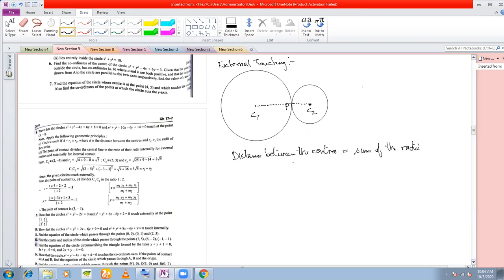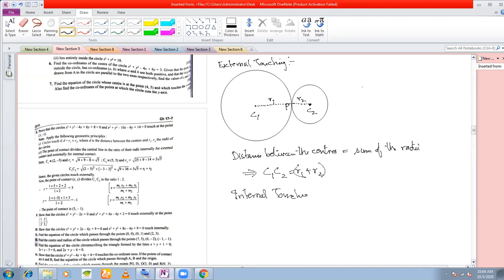Okay, if we can show that the distance between the centers is the same as the sum of the radii, then we can say that the circles touch each other externally. That is, if we call this radius R1 and this one R2, then the distance between the centers C1, C2 must be equal to R1 plus R2 if the circles touch each other externally. What about internal touching?